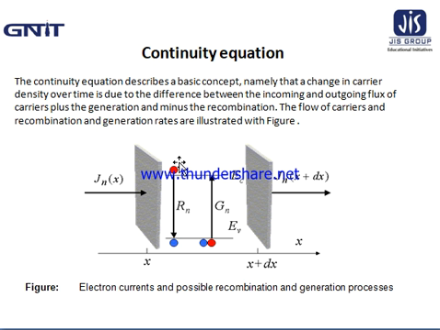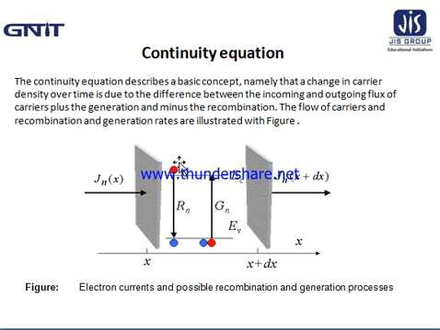Continuity equation basically describes a concept where the change in carrier density over time is due to the difference between the incoming and outgoing flux of carriers, plus the generation of the carriers, and minus the recombination of the carriers.